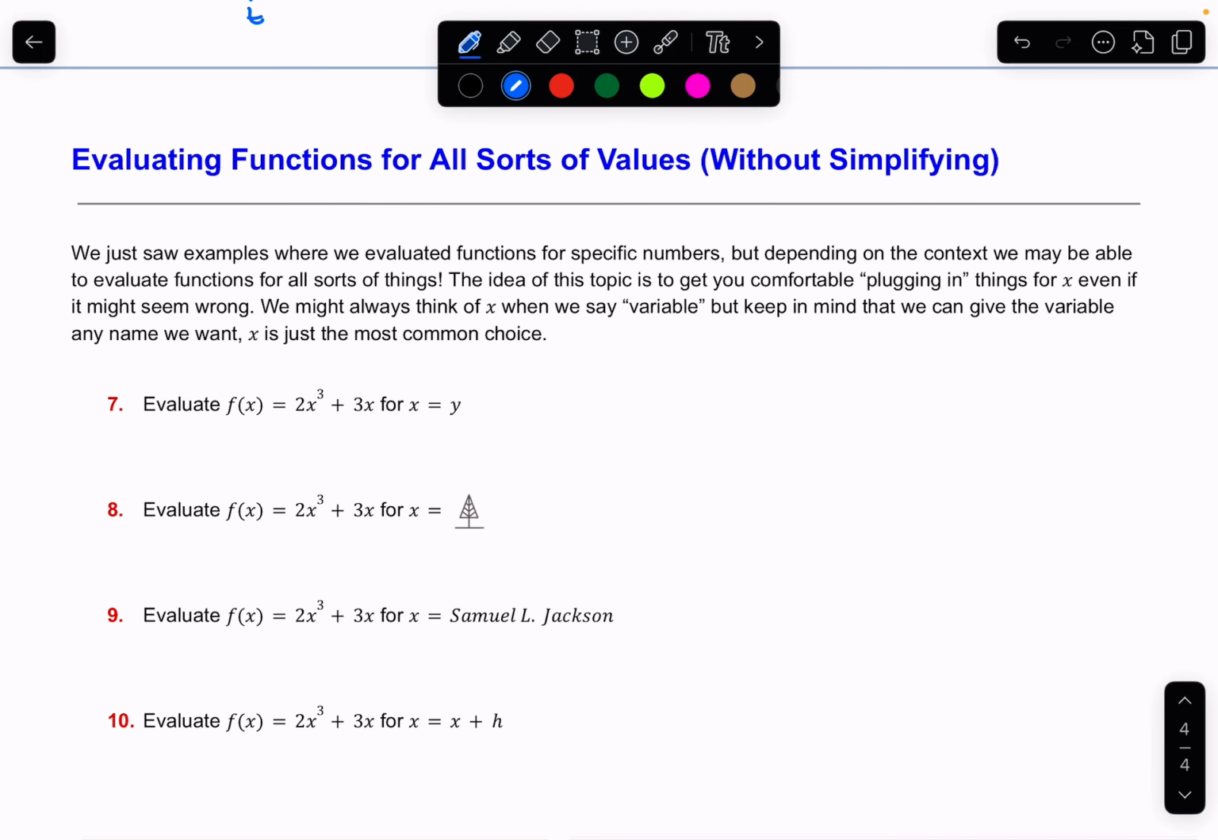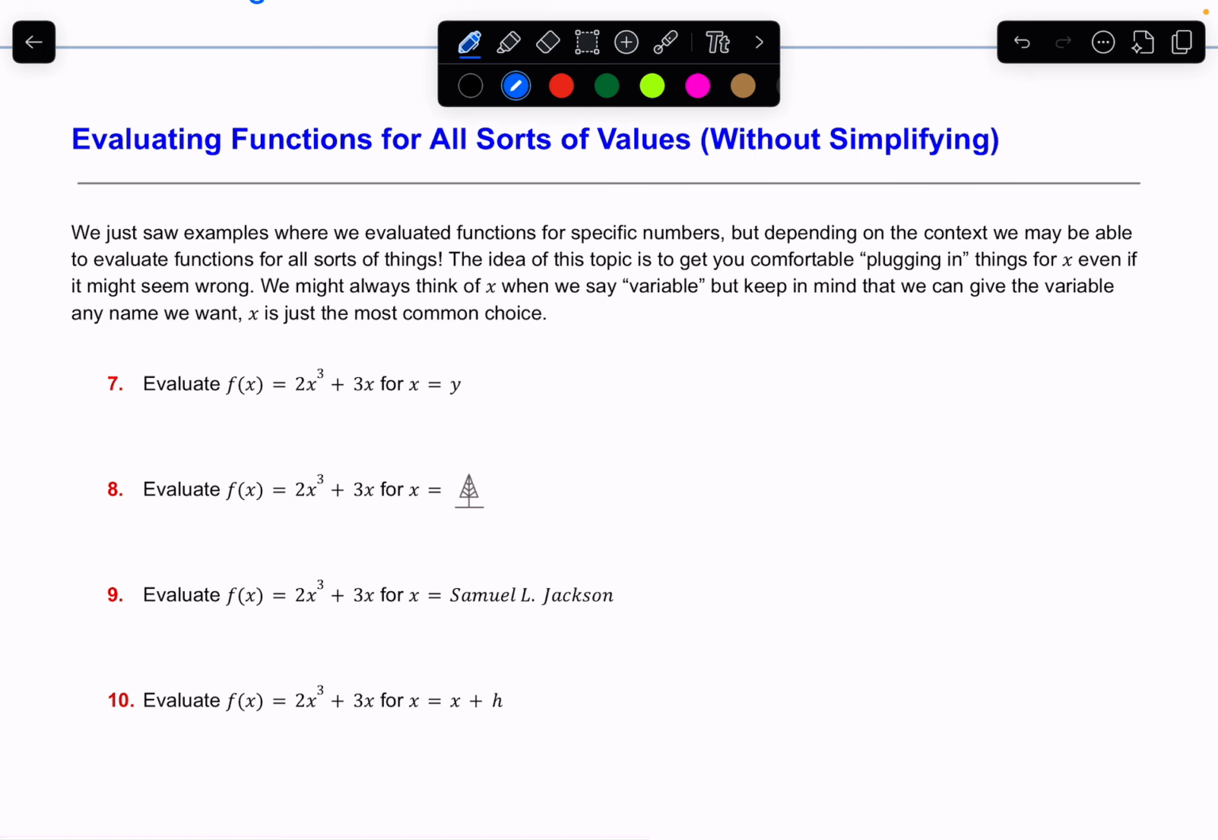So we're not going to simplify any of these because a lot of them are going to be nonsense. But the idea here is to get you used to plugging in things that are not so simple. We just saw examples where we evaluated functions for specific numbers, but depending on the context, we may be able to evaluate functions for a lot of different things. So the idea of this topic is to get you comfortable plugging in things for x, even if it might seem wrong. We might always think of x when we say variable, but keep in mind that we can give the variable any name we want, and x is just the most common choice.